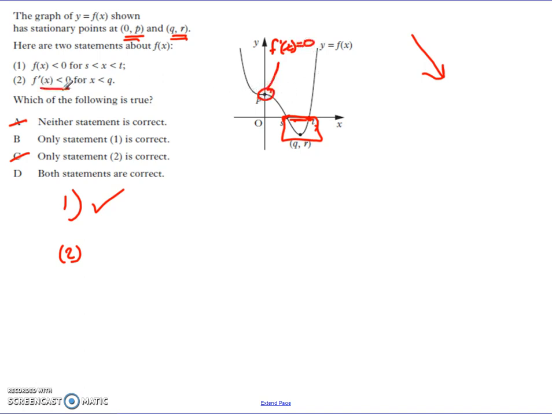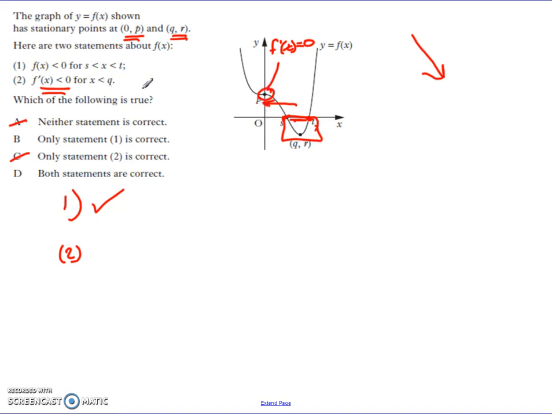And look at the way the question is phrased. F dashed of x is strictly less than 0. It's not included, so it's not said less than or equal to. It's strictly less than 0. But at this point here, the derivative is 0. So if I take any value of x along this way, except x equals 0, it would be true.